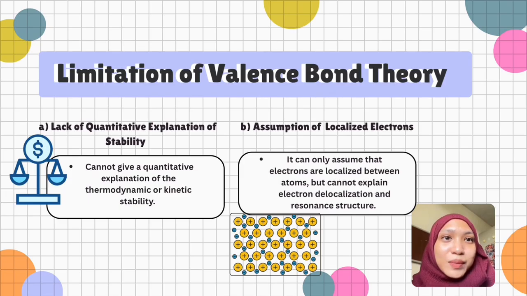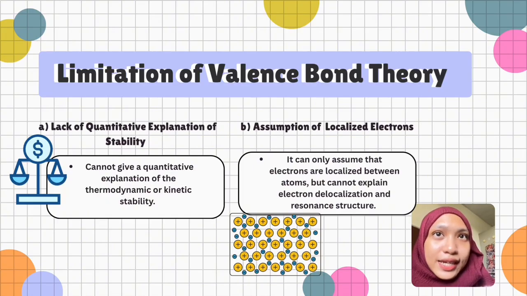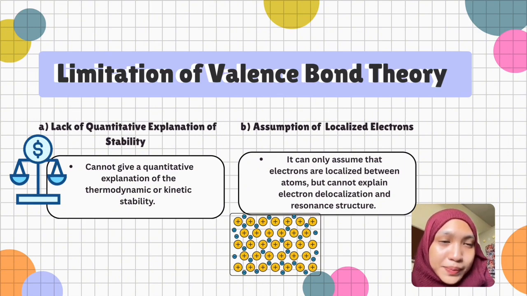Okay, next is the limitations of valence bond theory. Valence bond theory has a lot of limitations. The first one to be discussed is the lack of quantitative explanation about stability. VBT only gives an explanation in a qualitative way about coordination compounds. It cannot explain the stability of compounds in a quantitative way, such as which compound is more stable.